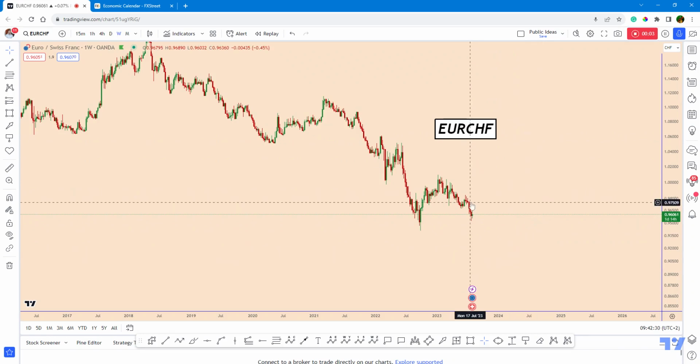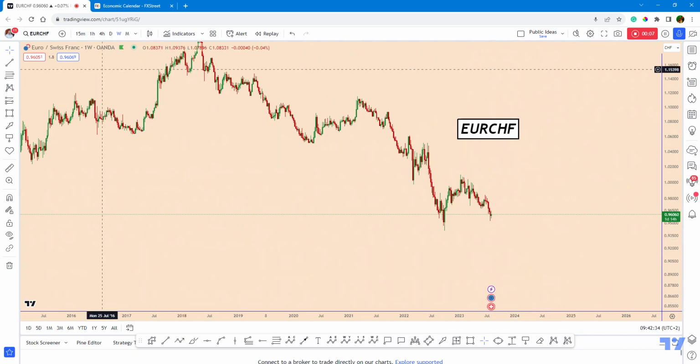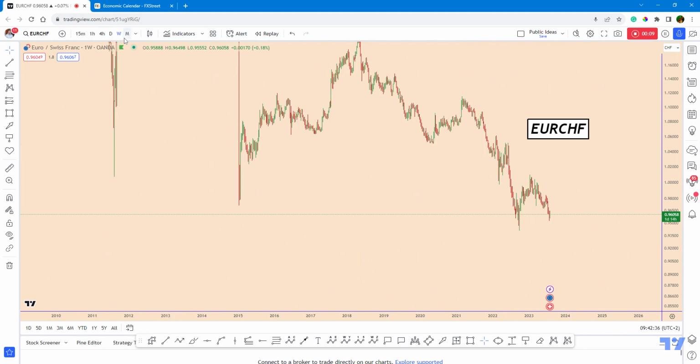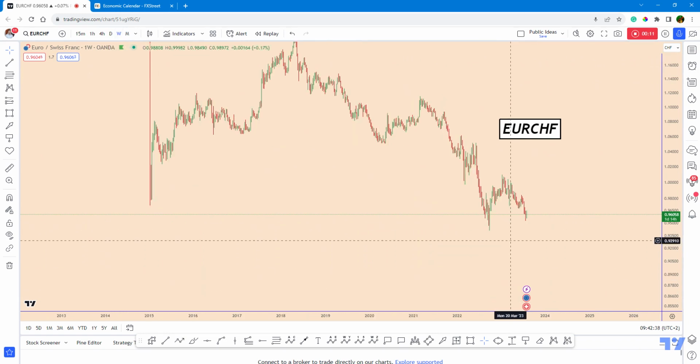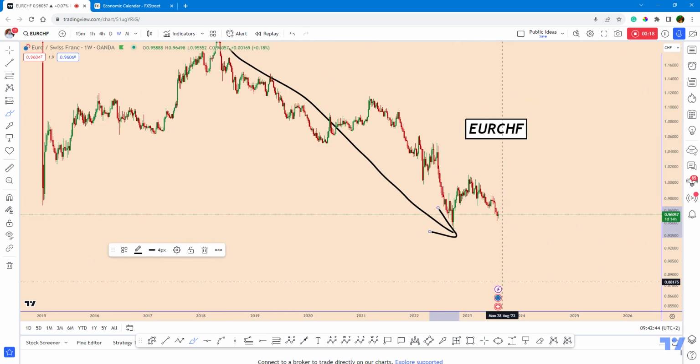Today we are going to look at EURCHF analysis from different time frames perspective. The first one that we are going to look at is the weekly chart, and as you can see, price is in a clear movement that it keeps moving down without taking a pause.